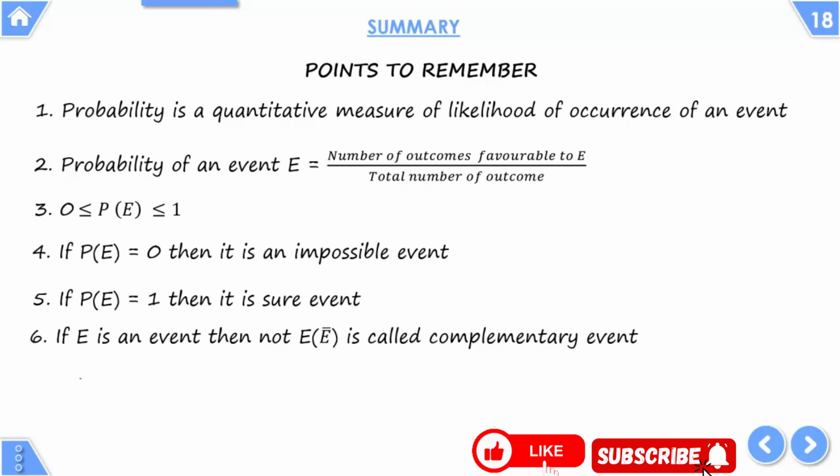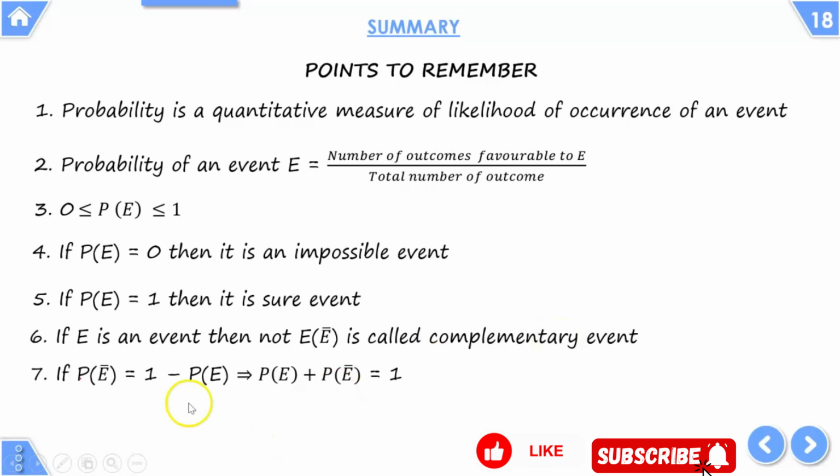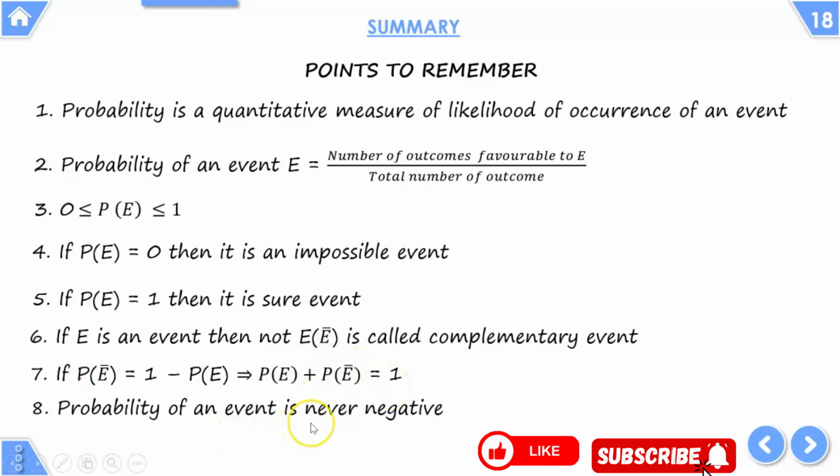If E is an event, then P of E complement is the probability of the complement of the event. There we have the probability of something occurring is equal to 1 minus the probability of the event not occurring, and this is the same as saying the probability of occurring and not occurring should sum to 1, and then the probability of an event is never negative.